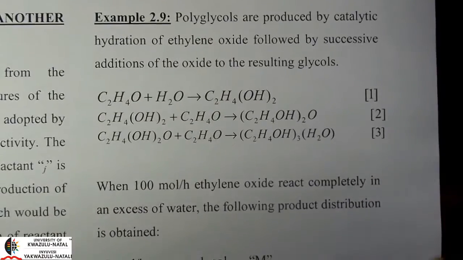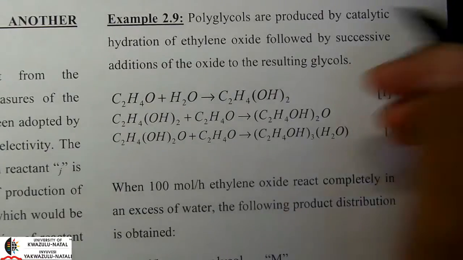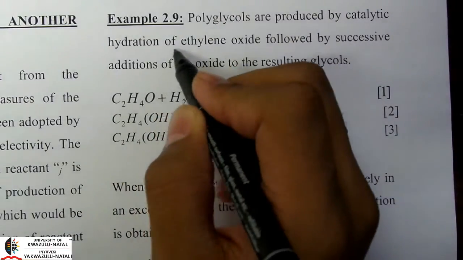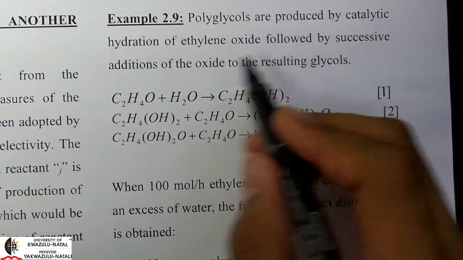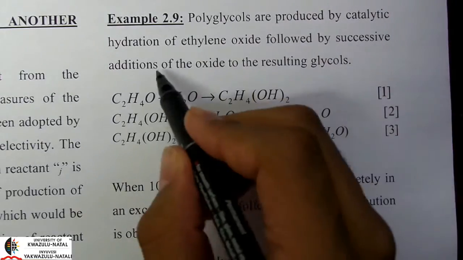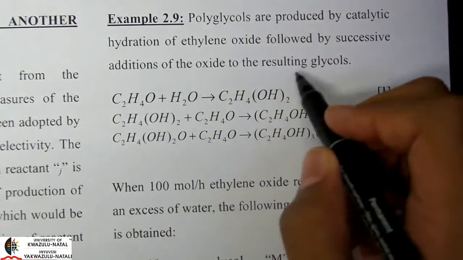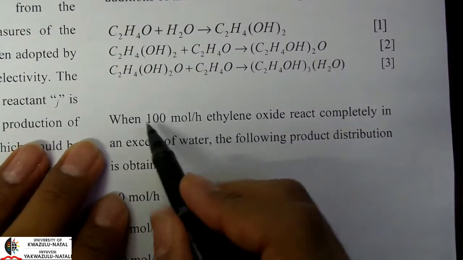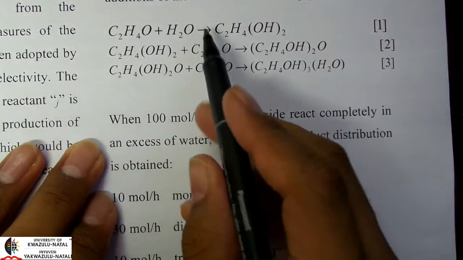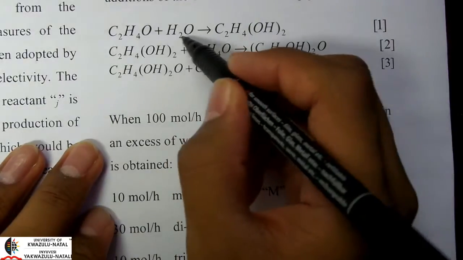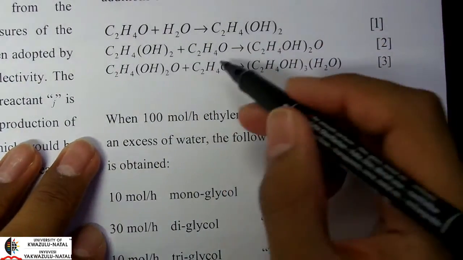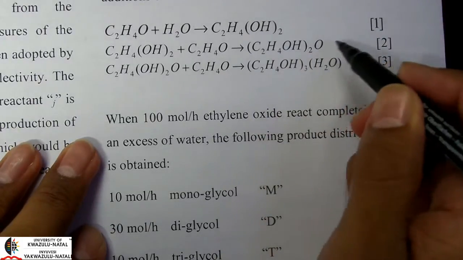So let's look at an example. We have polyglycols being produced by catalytic hydration of ethylene oxide, followed by successive additions of the oxide to the resulting glycols. Okay, and this is our reaction set here. We have our monoglycol becoming our diglycol, and thereafter our diglycol becoming our triglycol.